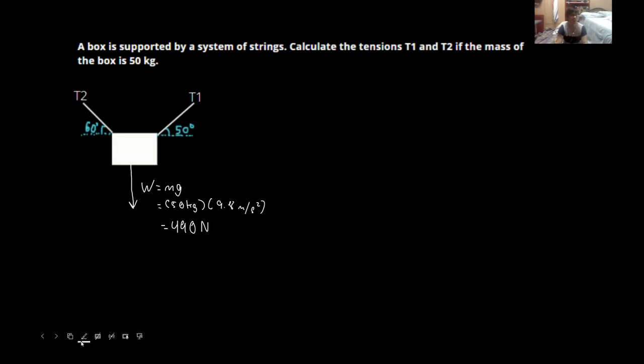Yan yung weight mo. Alright, so, burahin natin yung mga solution. Basta guys, if you want to get your weight, multiply mo lang ng mass at ang gravity. Okay, 9.8 ang gravity ha. Pero depende pa rin sa units na given. Okay? But yeah, I'll discuss about that in the next video. So yeah, this is 490 newton.